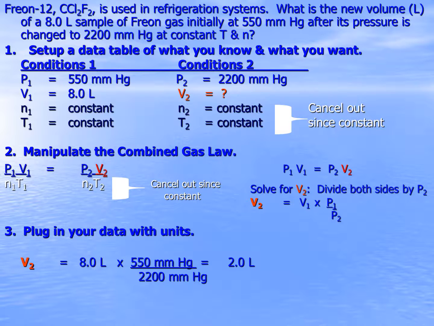Plug in our numbers: 8 liters times 550 millimeters of mercury over 2200 millimeters of mercury. And millimeters of mercury, notice, cancels out. What we're doing here is multiplying the pressure by 4, which should cut the volume to 1/4. So 1/4 of 8 is 2 liters. Notice we keep 2 sig figs here.